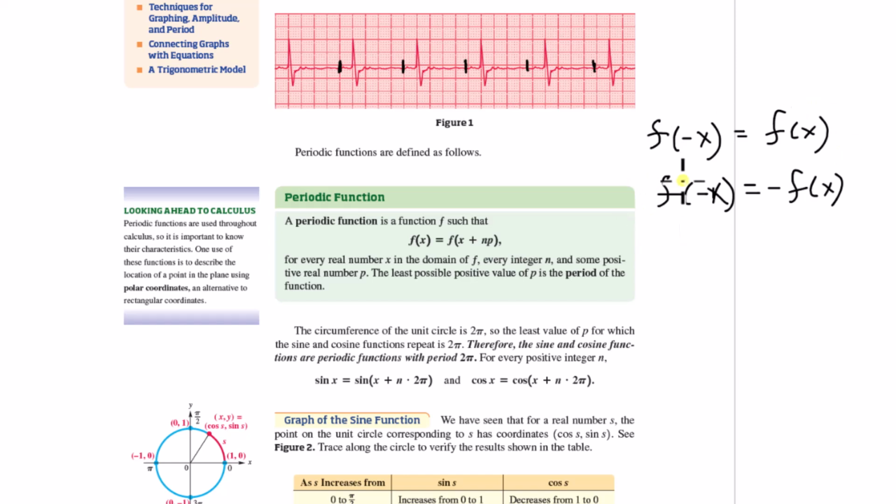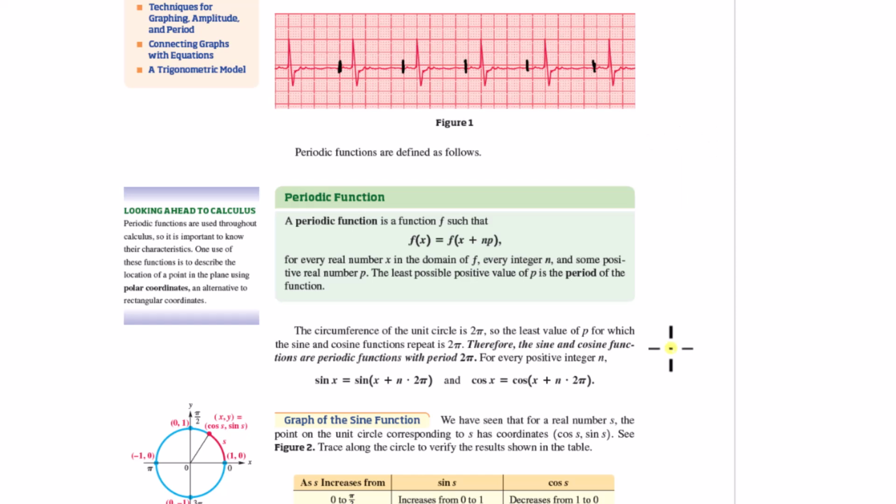Periodicity is another form of symmetry of a function. And it goes like this. If you take f of x and you plug in x plus some distance, and this distance could be a positive or a negative p, whatever, then you get back the original function.